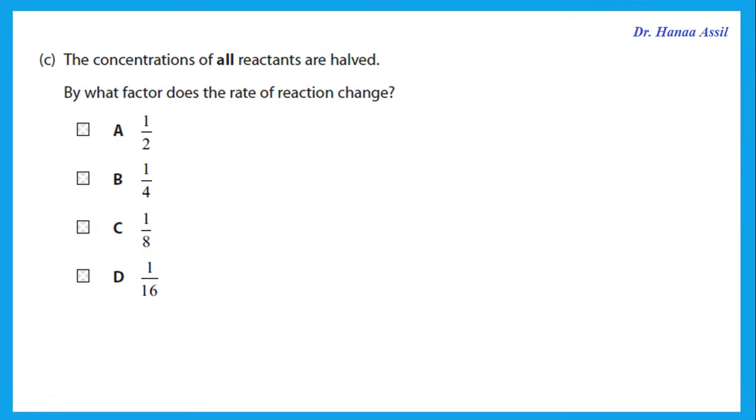The concentrations of all reactants are halved. By what factor does the rate change? Now, this was the rate equation. If you're going to make each of these, instead of being 1, for example, it's going to be half, then you're changing it by a factor of 1 over 60.